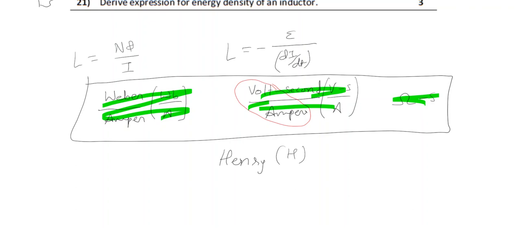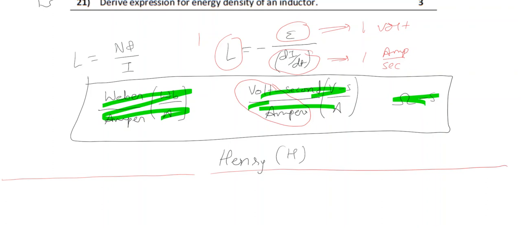How do we define 1 Henry? You will get this answer to be 1 when you have 1 volt of self-induced EMF produced corresponding to 1 ampere change every second. So when rate of change in current is 1 ampere per second, and if you see that 1 volt is the induced EMF, then the self-inductance is said to be 1 Henry. So that is the definition of 1 Henry.